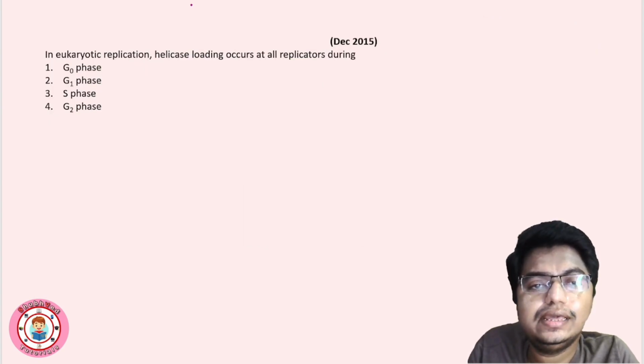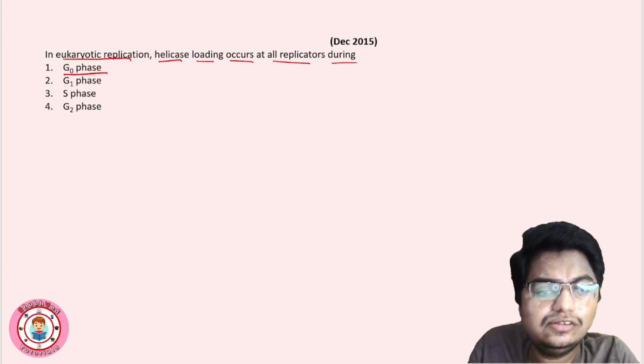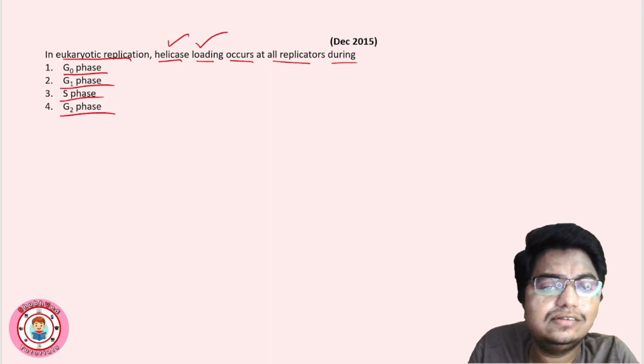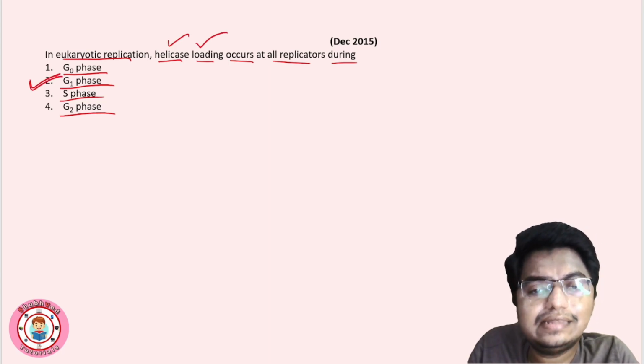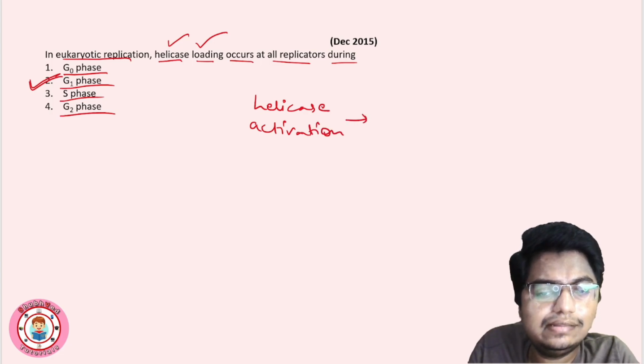Next question. In eukaryotic replication, helicase loading occurs at all replicators during G0 phase, G1 phase, S phase, or G2 phase. We know that helicase loading occurs in G1 phase. Helicase activation, remember this thing, very important: helicase activation in S phase and loading in G1 phase.